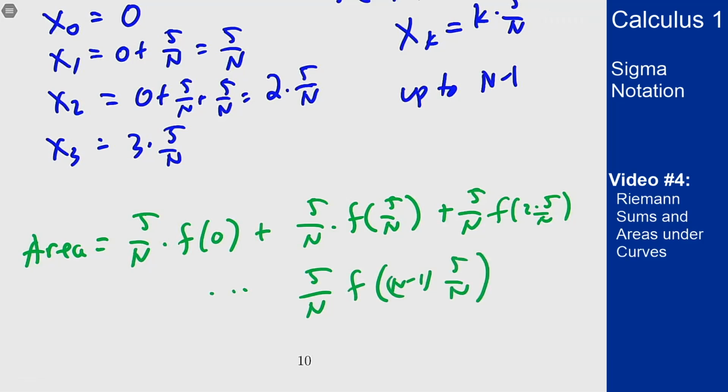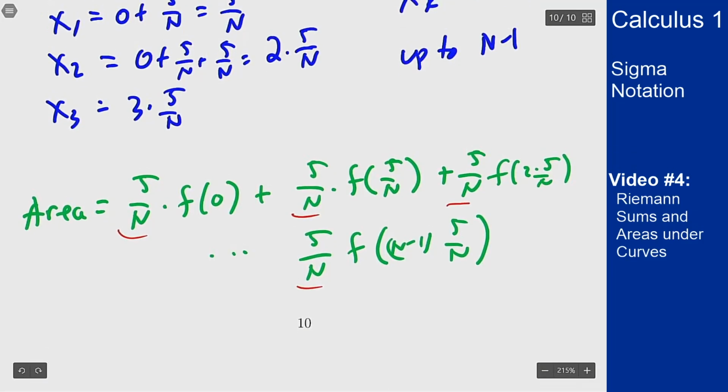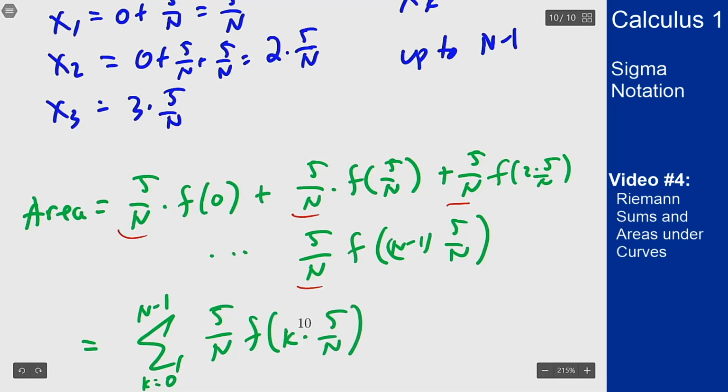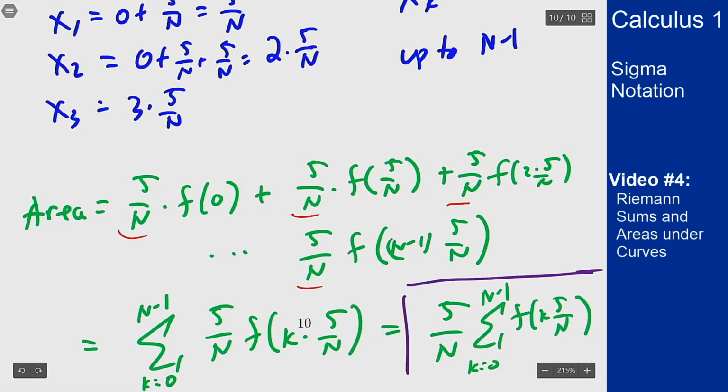This here is why we talked about summation notation, because now I can write this very simply. I know that my endpoints are k times 5 over n, and this 5 over n can factor out of the whole thing. So I can rewrite this sum as the sum from k equals 0 up to n minus 1 of 5 over n times f of k times 5 over n, or 5 over n, the sum from k equals 0 to n minus 1, f of k times 5 over n. That is one of our standard forms for a Riemann sum.